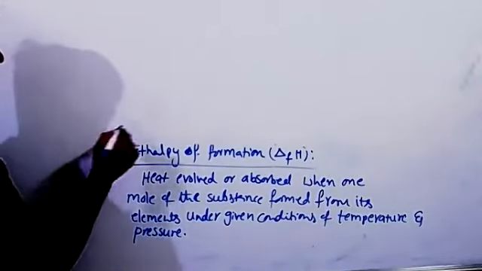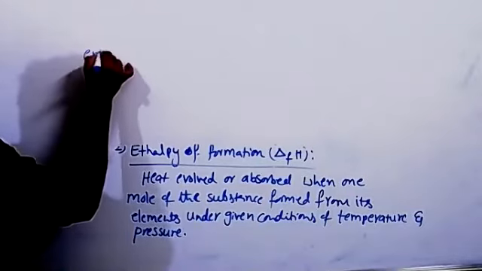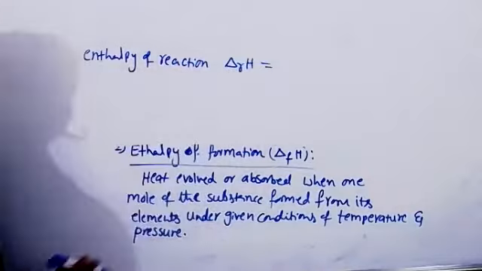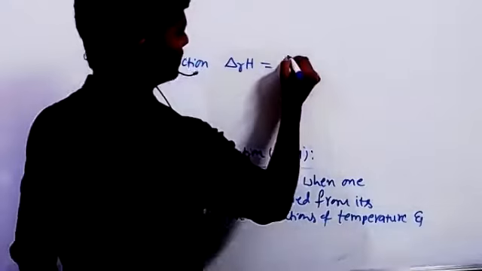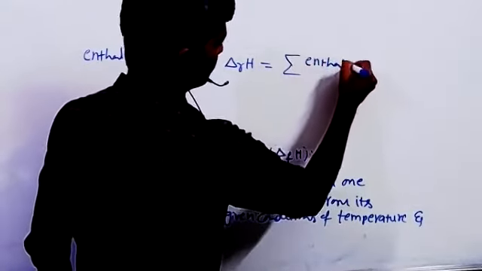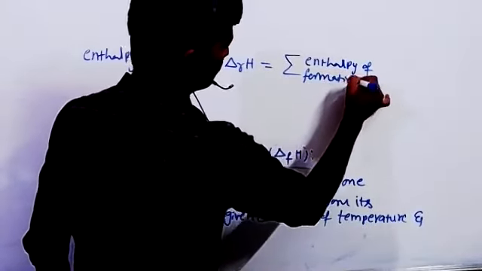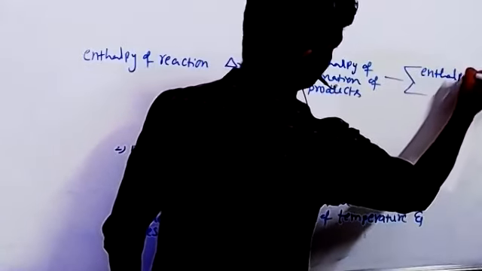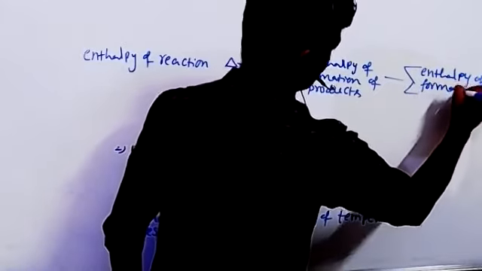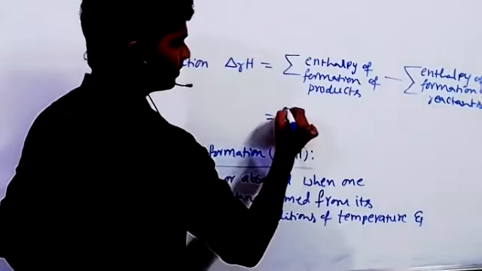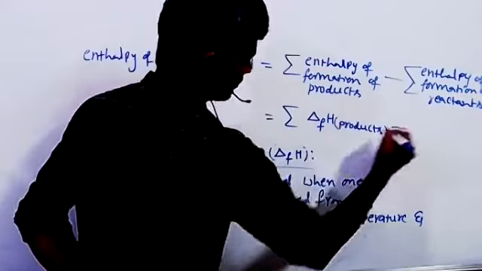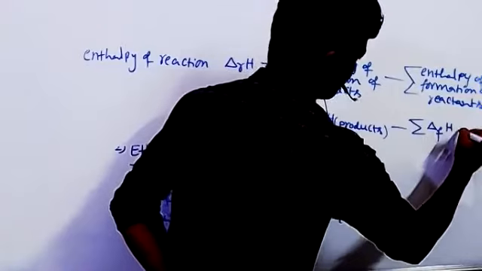Okay, write down the formula for this enthalpy of formation. Enthalpy of reaction, delta r H, is equal to the summation of enthalpy of formation of products minus the summation of enthalpy of formation of reactants.